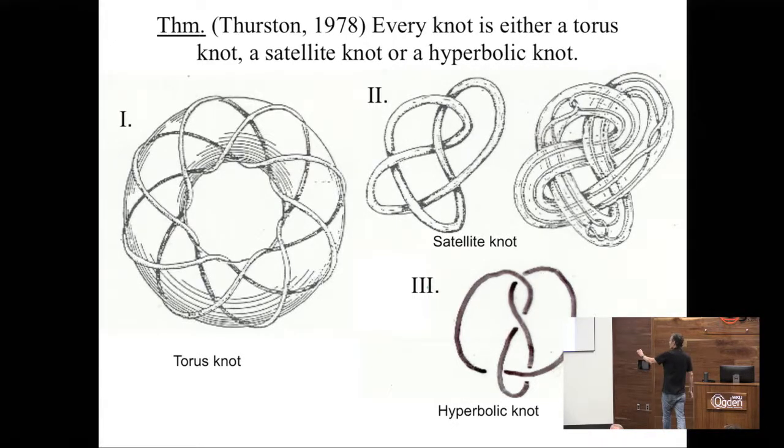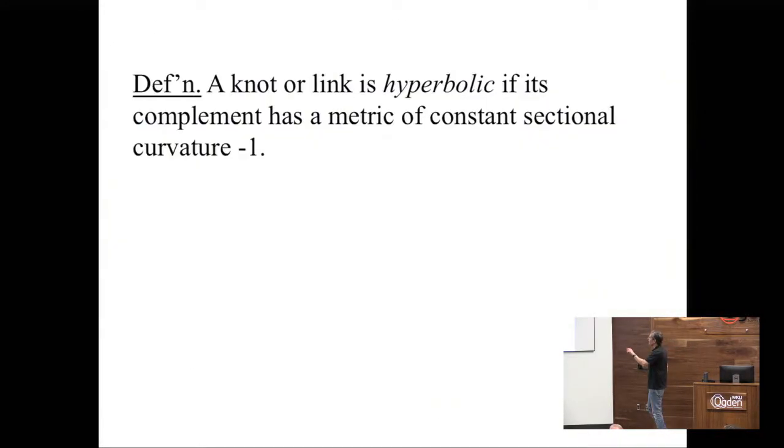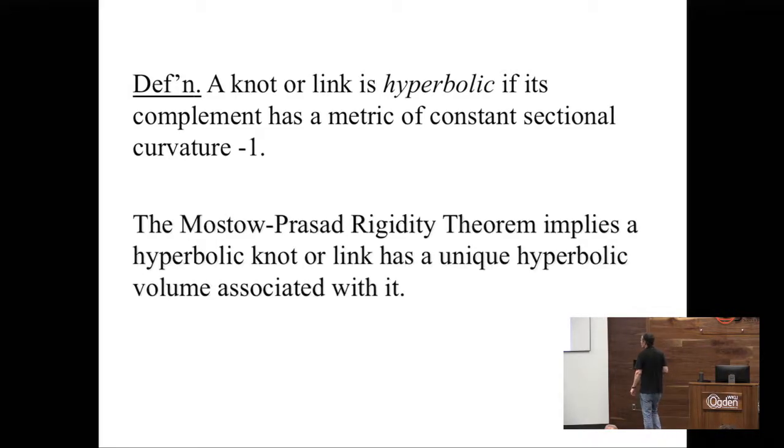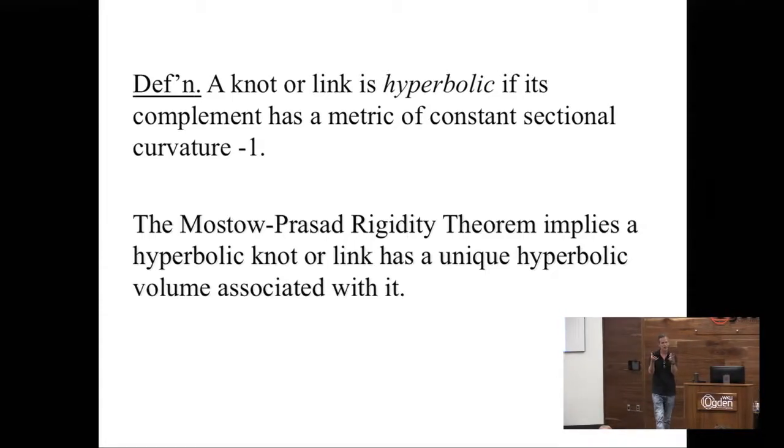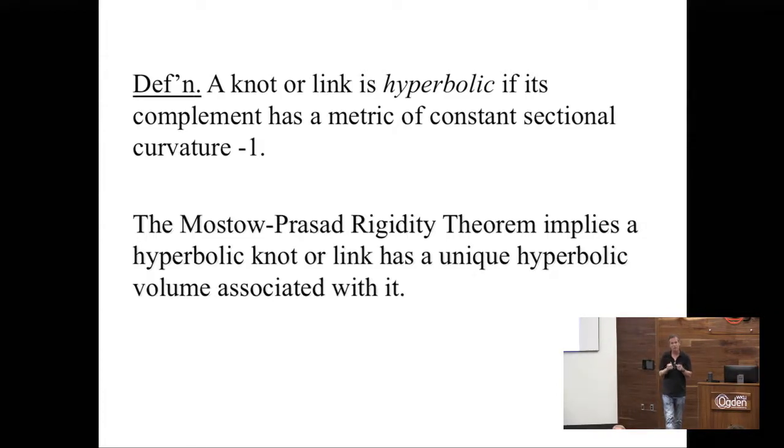So what do I mean by a hyperbolic knot? A knot is hyperbolic if space minus that knot, the complement, can be given a hyperbolic metric, a metric of constant curvature minus 1, okay? So that's what it means to be hyperbolic. Now that alone doesn't sound that interesting, but there is this theorem called the Mostow-Prasad rigidity theorem, which implies that if you have a hyperbolic knot or link, you can actually calculate its volume. So the volume of space minus that knot, you'd think it would be infinity, but it's not, and it has a unique volume associated with it. So there's a unique volume associated with every hyperbolic knot.